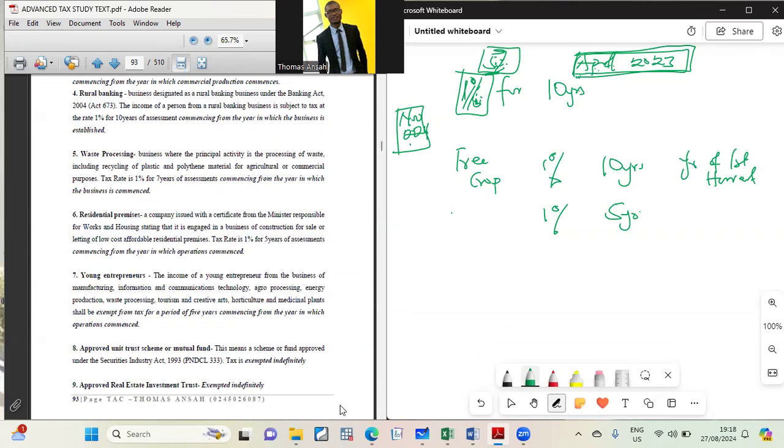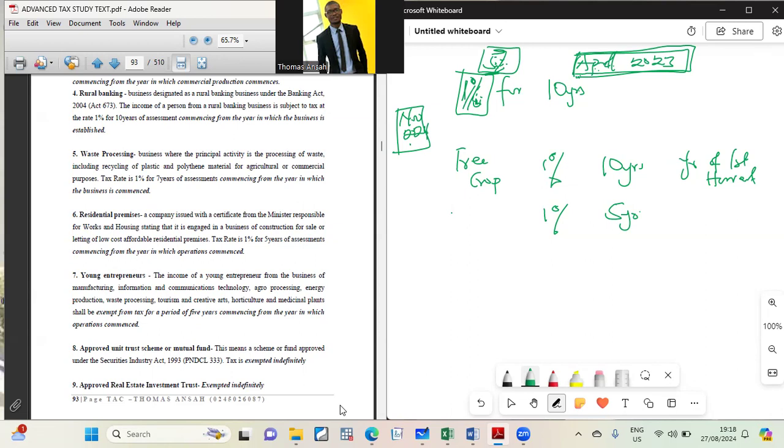Residential premises, please, this is more of affordable housing. You have to prove that you give your construction at affordable prices. These things are subjected to the judgment of the commissioner and the Ministry of Works and Housing. And that one, if it befits that you are using it for affordable residential premises, then it is 1% for 5 years of assessment, commencing from when you commence your operations. So take note of that.